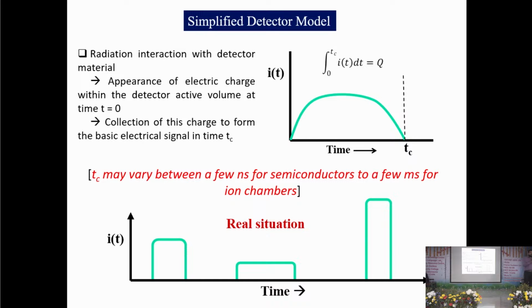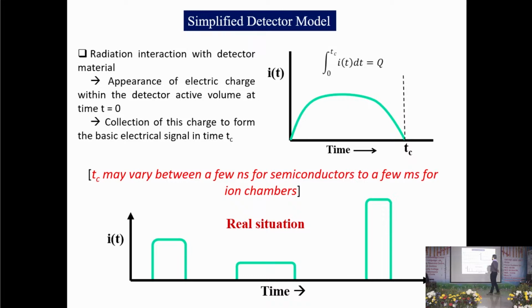As Dr. Atanu mentioned yesterday, whenever some radiation interacts with some material, if it is ionizing radiation, there may be ionization or excitation. So, if there is ionization, let us say in a neutral gas, a molecule forms an electron and the positive ion of that molecule. So, some electric charge appears within the detector active volume.